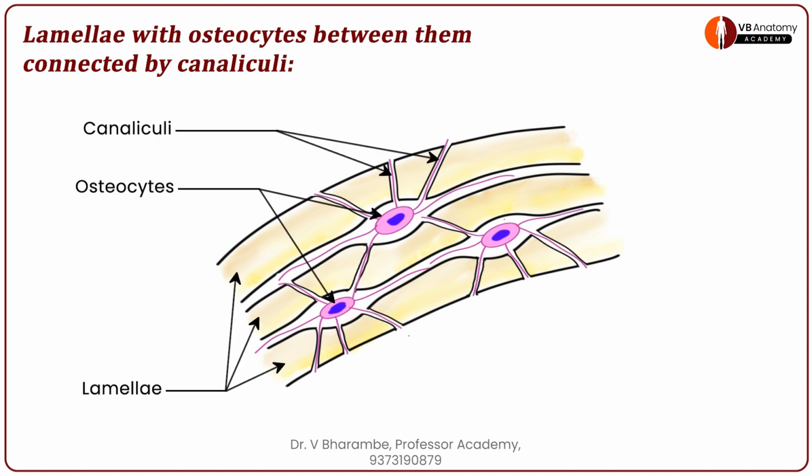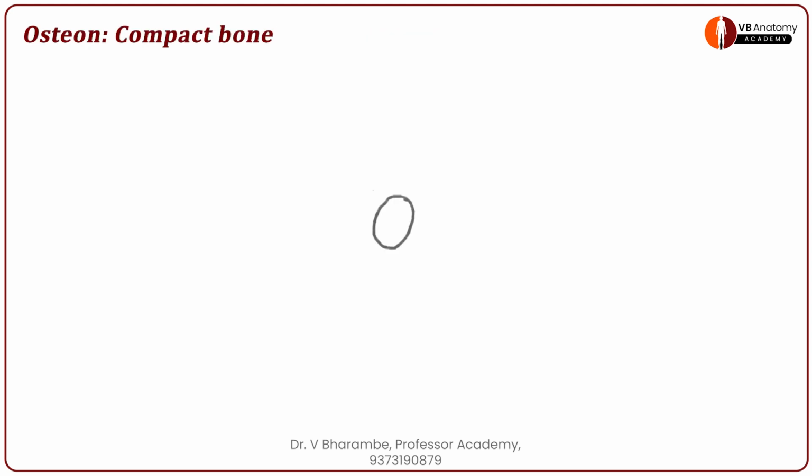So this is the lamellar structure of bone, where there are lamellae. There are spaces in between which are called lacunae. The lacunae contain osteocytes. Osteocytes give out cellular processes which occupy the canaliculi. With this knowledge, we will go to the next part of our drawing, which is the drawing of an osteon, also called a Haversian system.